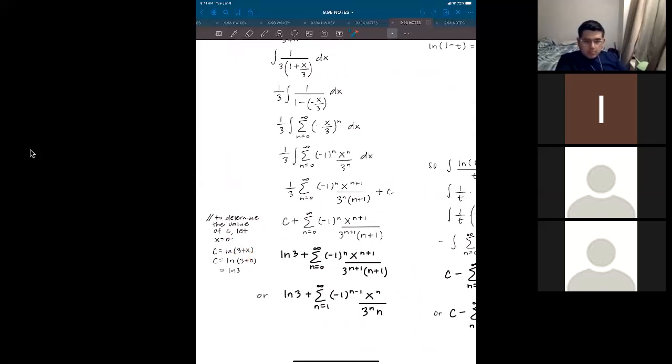by plugging in x equals 0. You get ln of 3, and that's your c value.